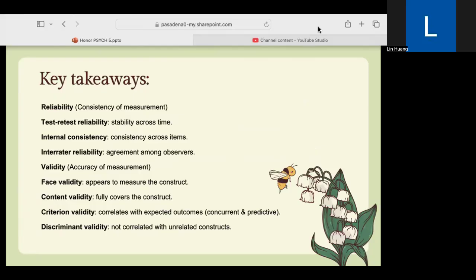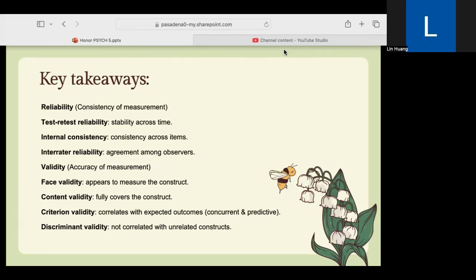And types of reliability. Reliability means consistency of measurement. First one is test-retest. It means stability across time. Second is internal consistency. It means consistency across items. Third, inter-rater reliability. It means agreement among observers.